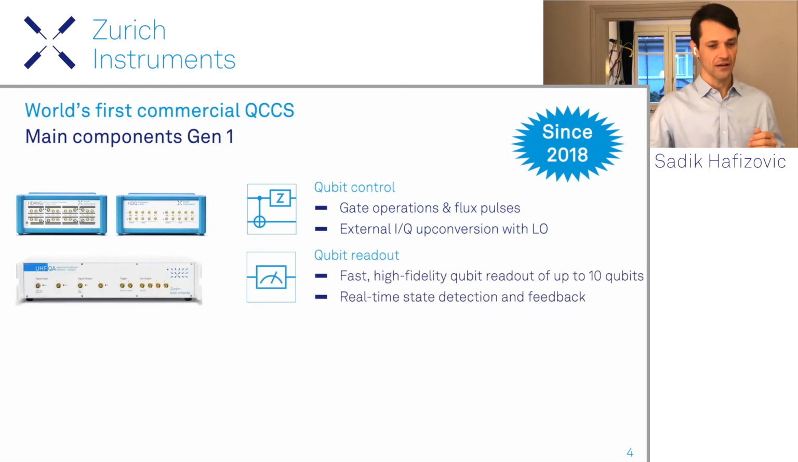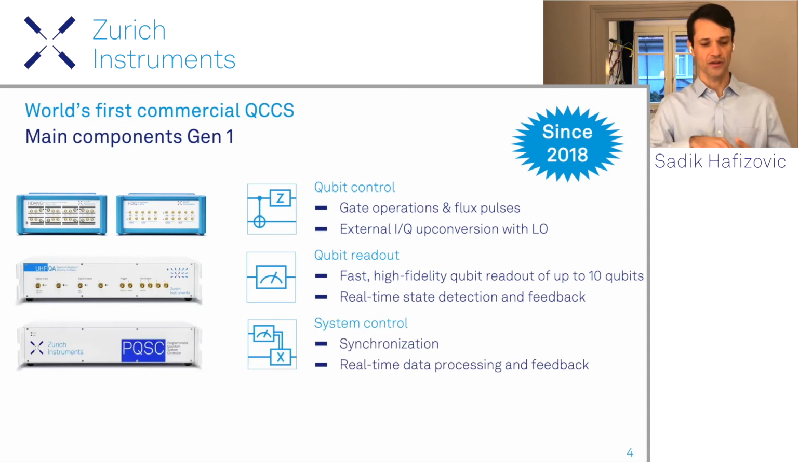Then there's a component for qubit readout, that is our quantum analyzer. It can read out up to 10 qubits frequency multiplexed on a single line, and it does so in a very fast way. It can do it within coherence time so that the result can be used for either active qubit reset or quantum error correction.